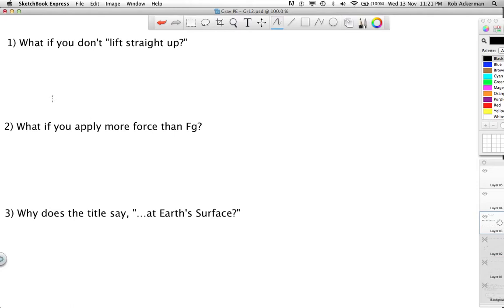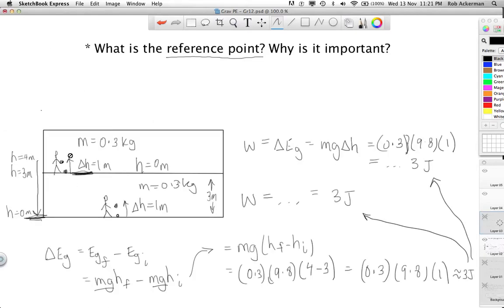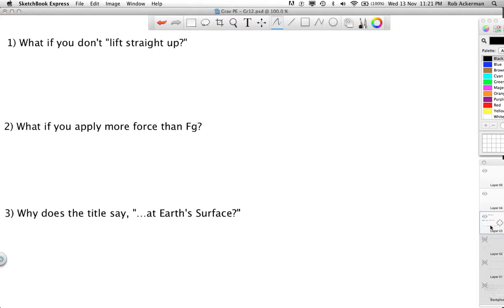3 important questions that students often ask about gravitational potential energy. Number 1, they're going to say, here you talked about lifting something straight up, but you don't always lift something straight up. Sometimes you lift on an angle. Can we still use the formula delta EG equals mg delta h? And the answer is yes. Let me show you what I'm talking about.